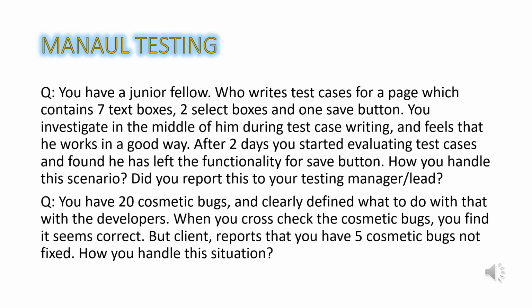I told the answer. The next question: you have 20 cosmetic bugs and clearly defined what to do with the developers. When you cross check the cosmetic bugs, they seem correct, but the client reports that 5 cosmetic bugs are not fixed. How do you handle this situation? For this question, it is a case where I did not test properly. I tested only a few things and left the others. I thought the developers would put those points in correctly, but they missed something in the middle. So I told them I will test again, make sure those things are correct, and assure the client that this will not happen again.